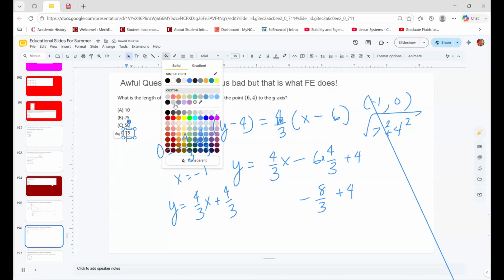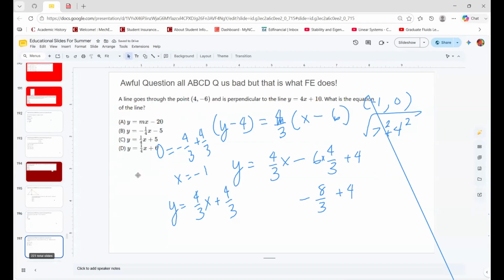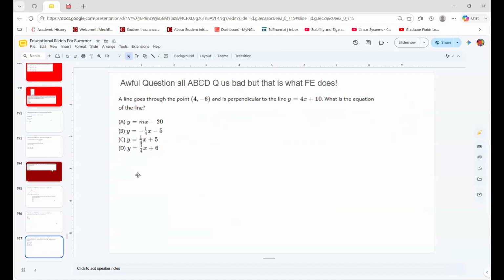Oh, transparent. Give me white. Another one that they made a mistake on. This is supposed to be 8.06. D, obviously, and move on because they messed it up for me. Oh, maybe not. No, they just messed it up for me, I think. I should double check what was wrong with that one. A line goes through this point and is perpendicular to y equals 4x plus 10. What is the equation of the line?